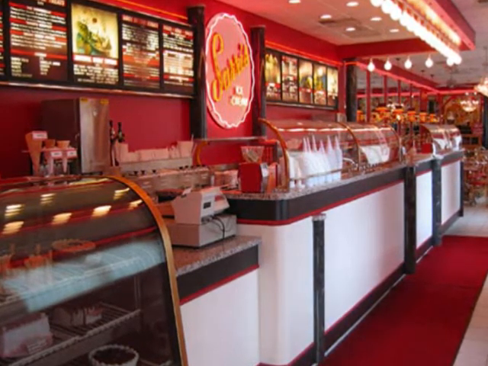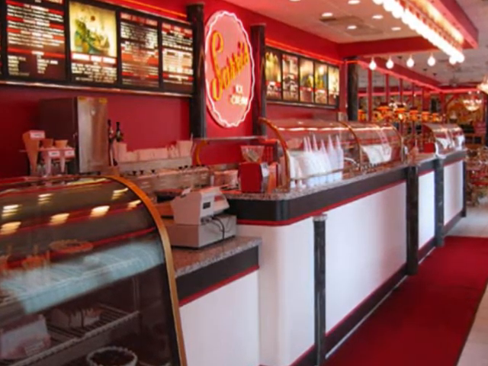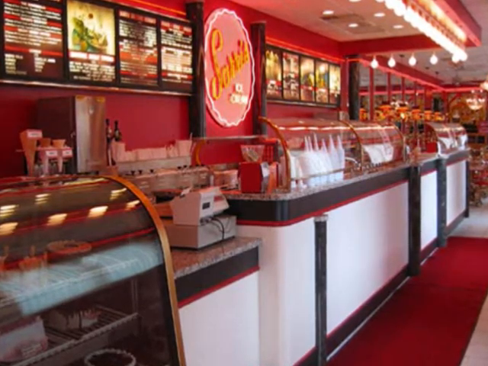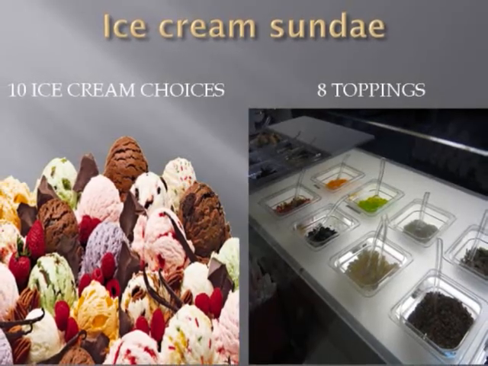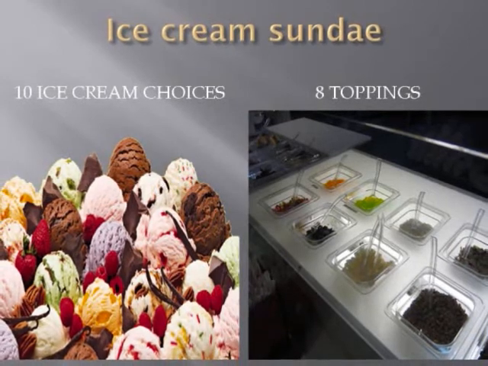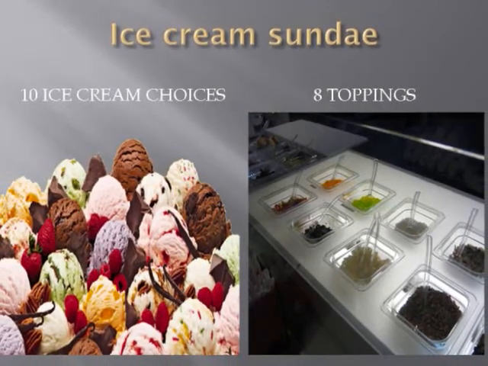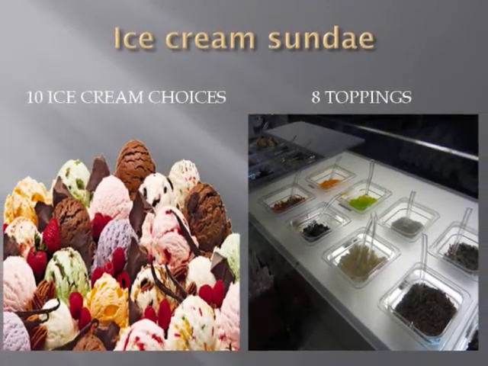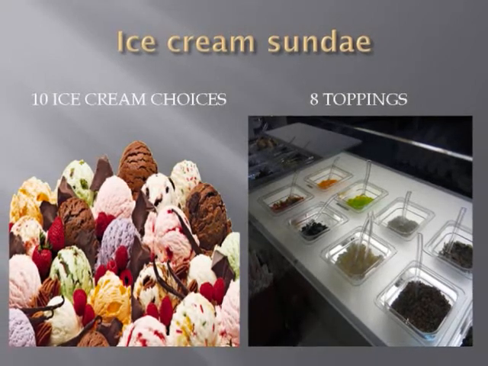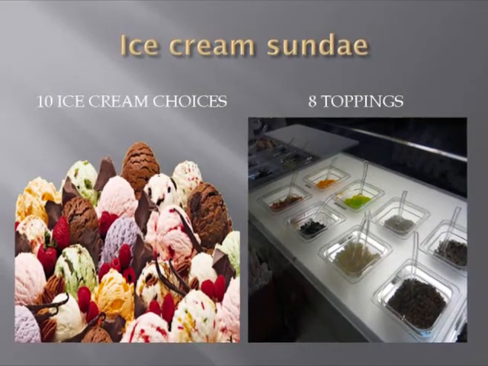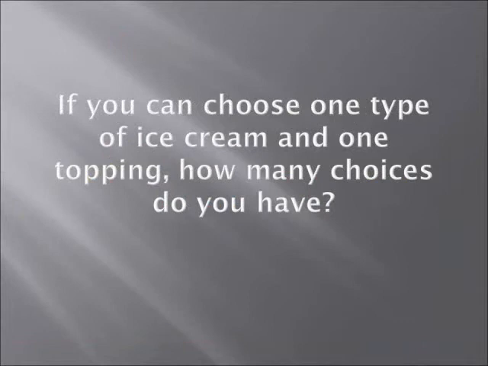And you want to be able to advertise just how many choices people have. And you have 10 different types of ice cream and 8 different types of toppings. So the question is, how many choices would people have if they're allowed to have 1 type of ice cream and 1 topping? So again, the main question is, if you could choose 1 type of ice cream and 1 topping, how many choices do you have?